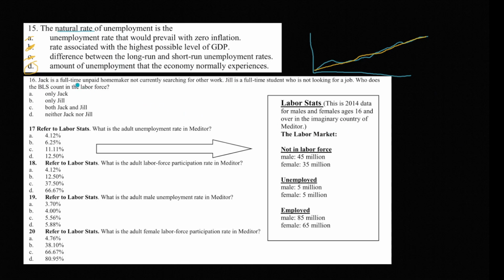16. Jack is a full-time unpaid homemaker, not currently searching for work. Jill is a full-time student who is not looking for a job. Who does the Bureau of Labor Statistics, that's what BLS stands for, count in the labor force? Let's see.